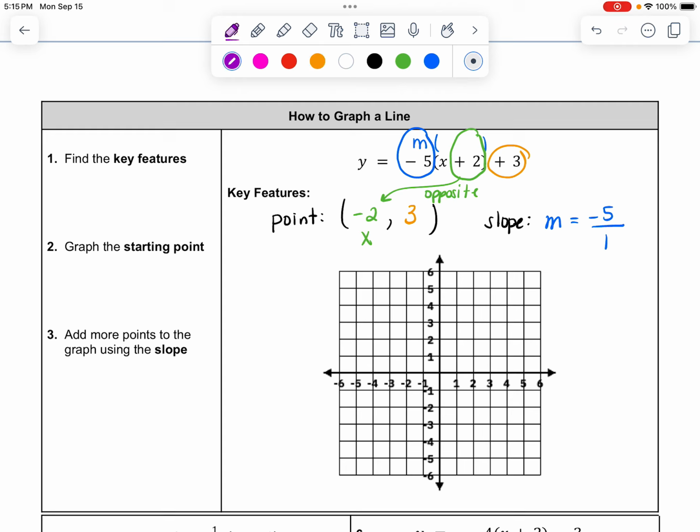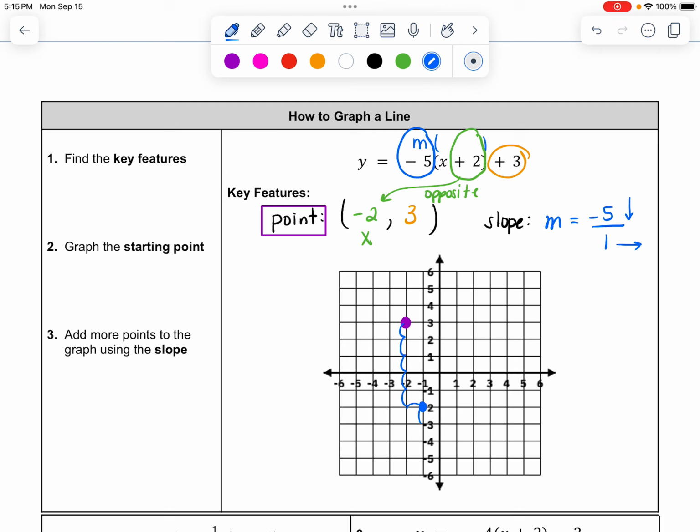I'm going to graph my starting point first. So my starting point is the first thing I'm going to put on my graph paper, and that is -2, 3, so right here. Then I'm going to use my slope. Now remember, slope is rise over run, so I'm going to go down 5 spaces and to the right 1 space. 1, 2, 3, 4, 5, to the right 1, and put a new point there.